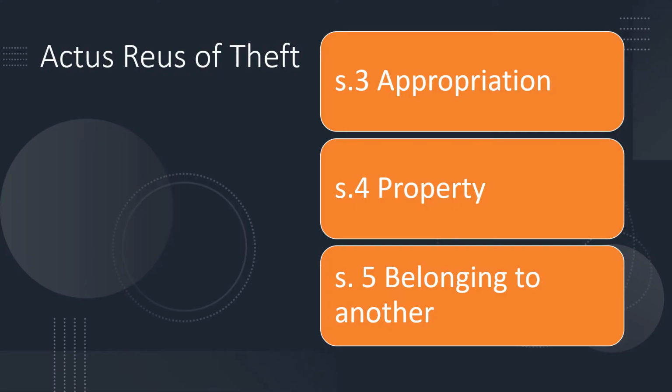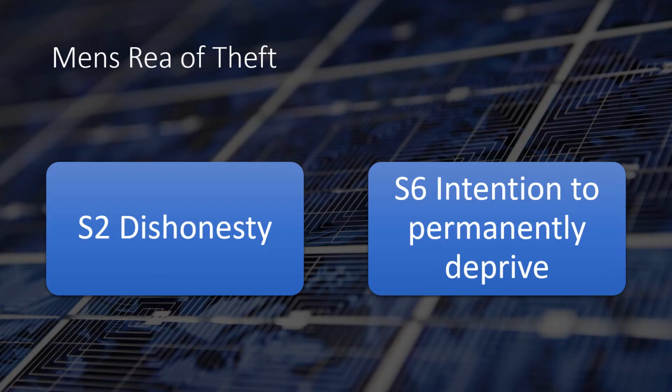So we've dealt with the actus reus. We've got Section 3, appropriation, property in Section 4, and Section 5, belonging to another. Of course, we've got cases which best illustrate this, and often exam questions will look to case law for inspiration, so you should do that as well when you're applying the law. But we then need to consider the mens rea of theft.